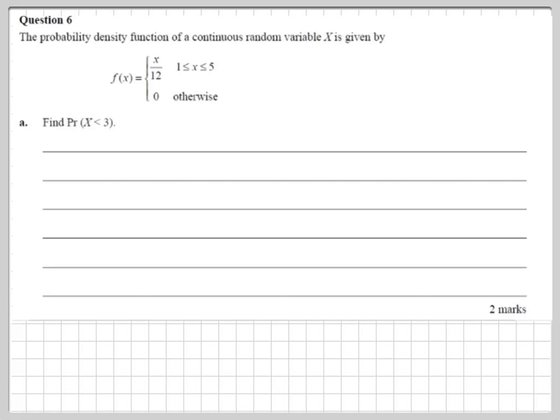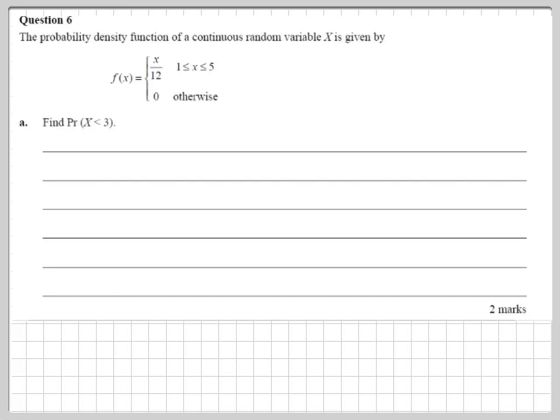The probability density function of a continuous random variable x is given by that thing. Find, this is a continuous one now, continuous, guys, the probability that x is less than 3. Well, it looks like from our situation up here that x is allowed to go from 1 to 5. So we'll just do the, what is it, pi on 12? It's just pi on 12, is it?